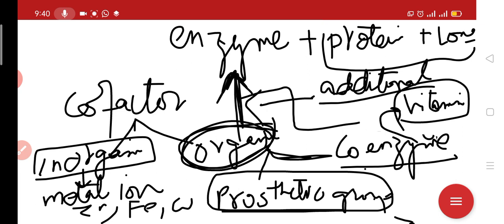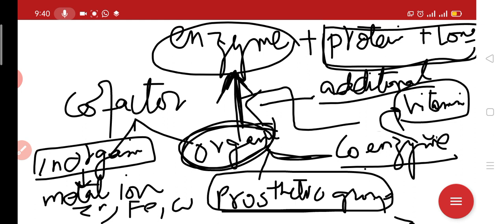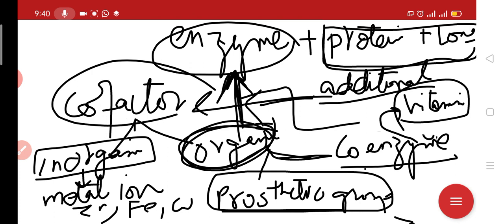So that is all about the enzyme. We have learned that an enzyme basically works independently, but sometimes it needs some additional component, and these additional components are known as cofactors. If an inorganic additional component attaches to the enzyme, it could be molybdenum, it could be iron, that is ferrum, or copper.